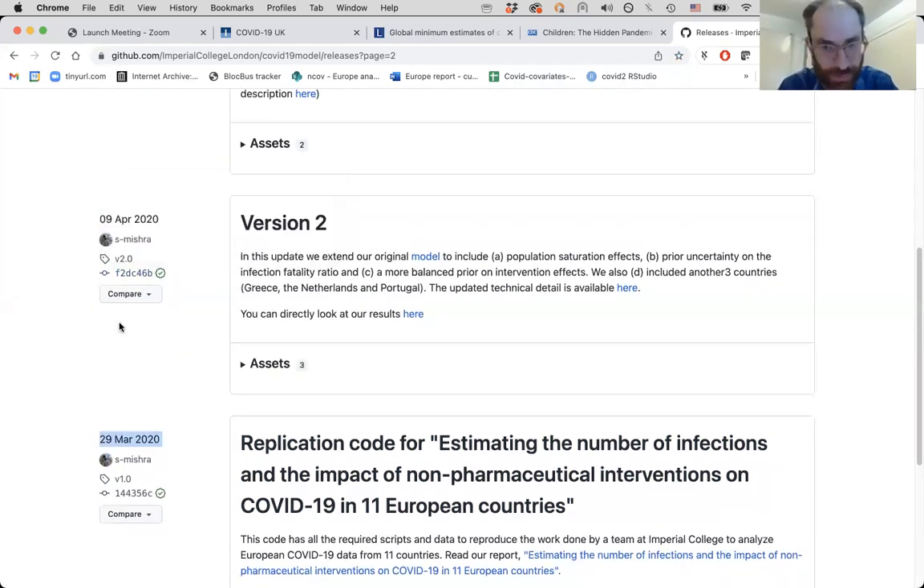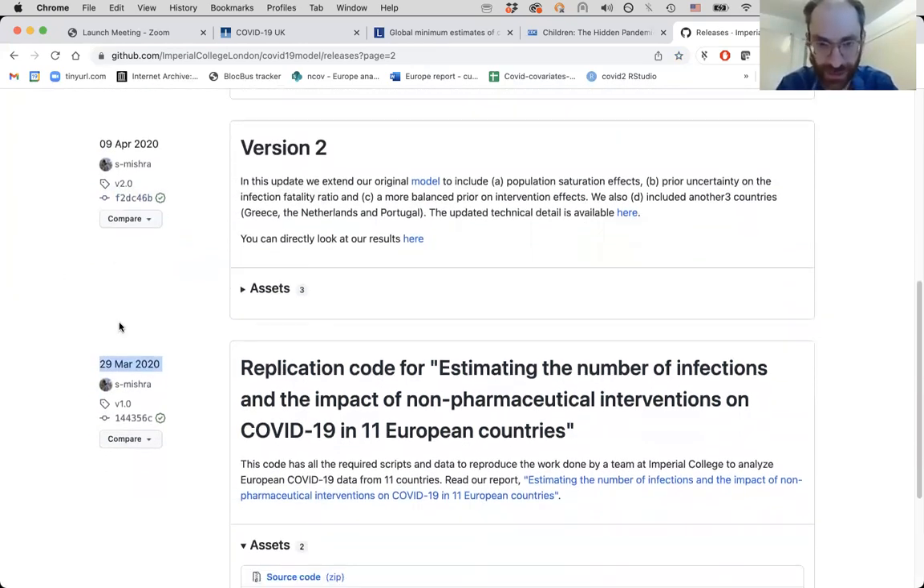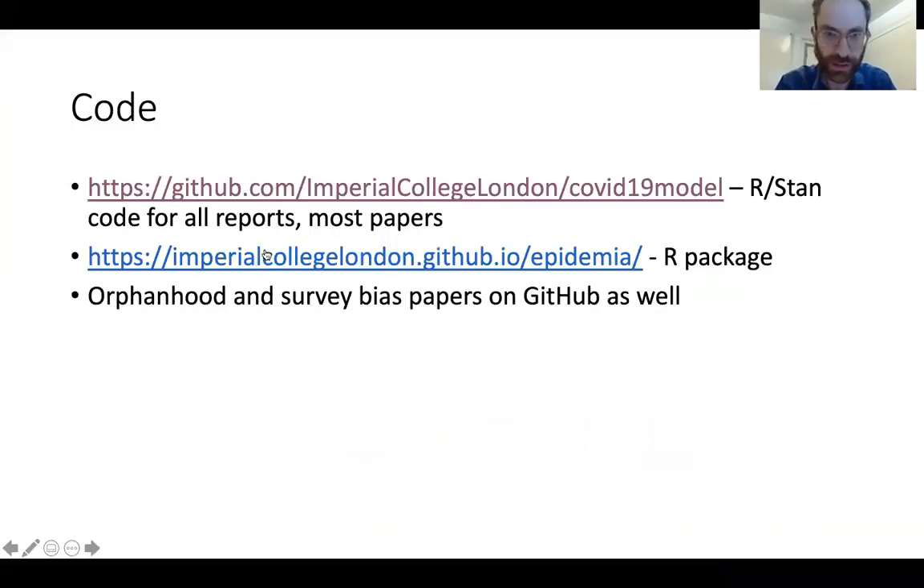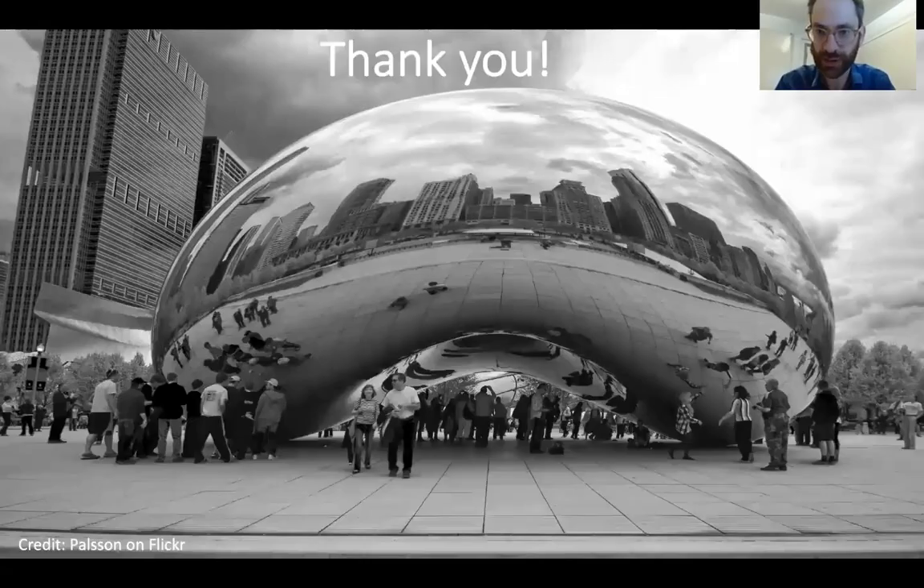And so, people have criticized various things about our model, but it's all here. The reason they've been able to criticize it is because they've been able to download it and reproduce it. That's been very important. There's also now an R package. All of the other papers have code on GitHub as well. So by all means, if you're interested in any of this, don't just take our word for it, download the code, try it yourself.